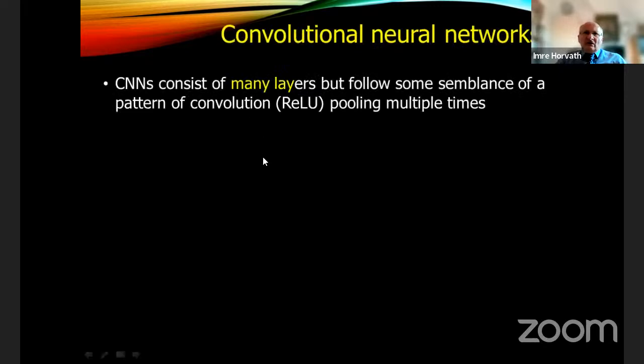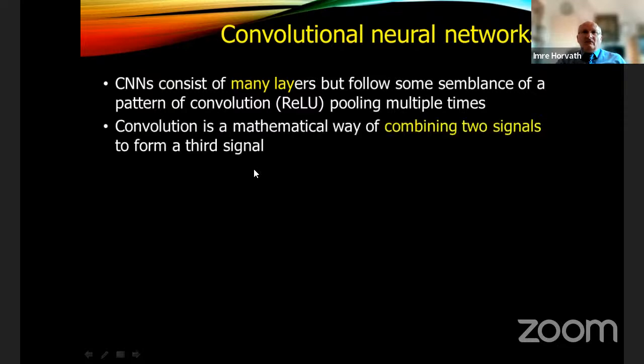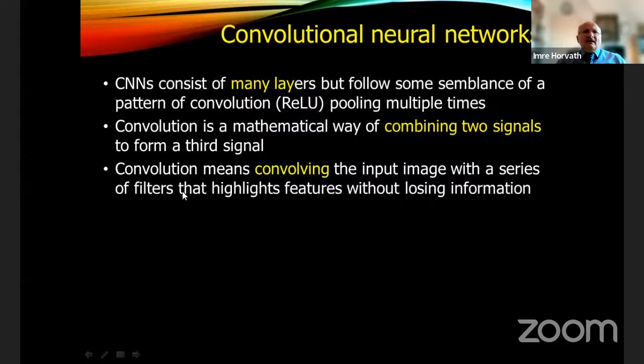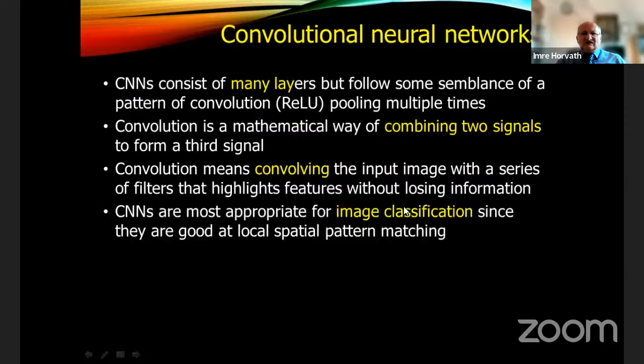So the convolutional neural network consists of many layers, but follows some semblance of pattern of convolution, especially with regards to the ReLU layer, which is applied multiple times, and makes pooling multiple times. Convolution is a mathematical way of combining two signals to form a third signal. And convolution means convolving the input image with a series of filters that highlights features without losing information.